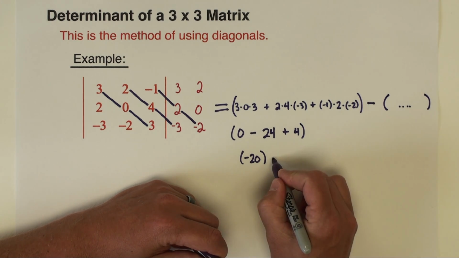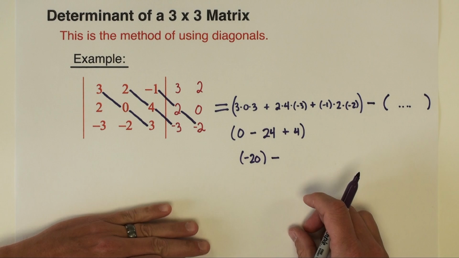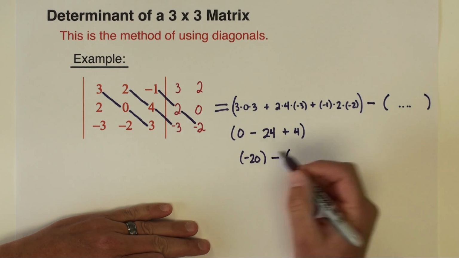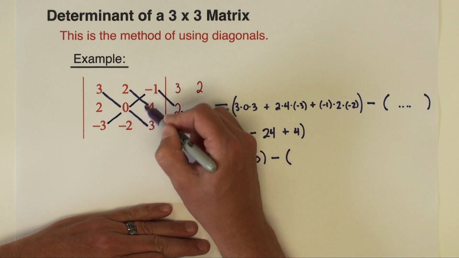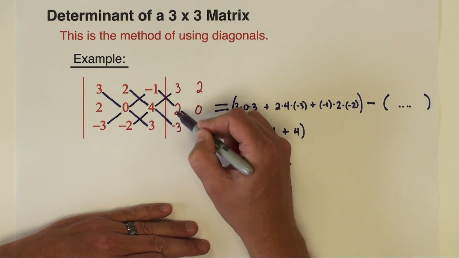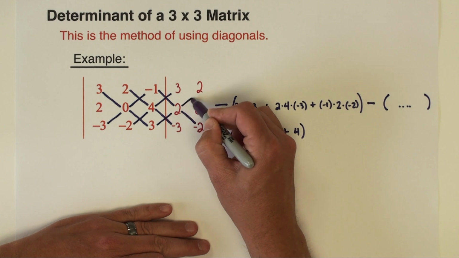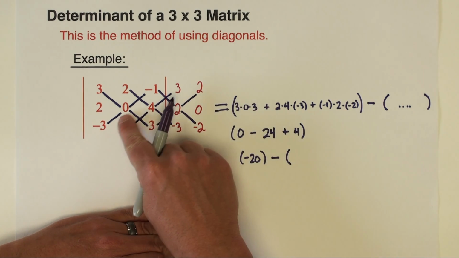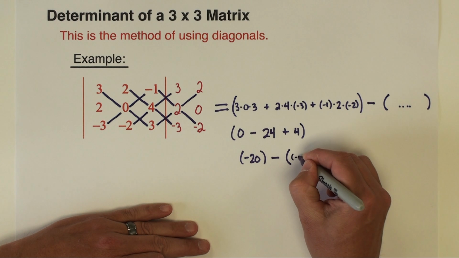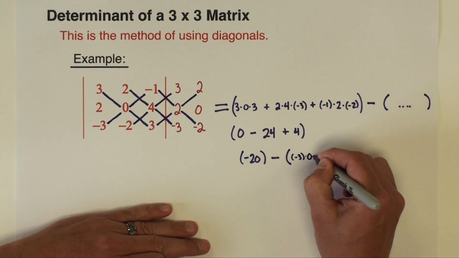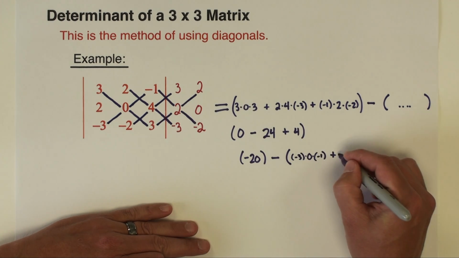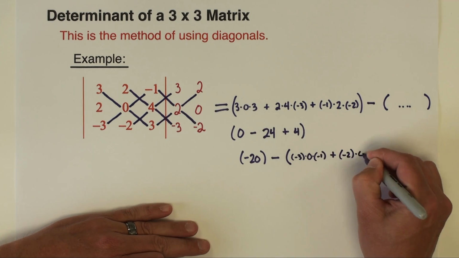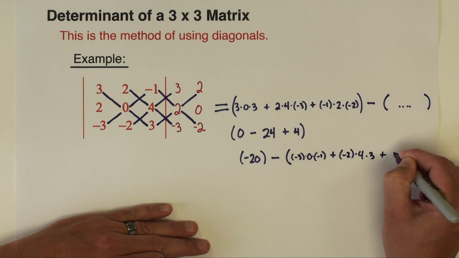I'm just going to do that work down here where I've got some extra space to write. So now I want the diagonals that start from the bottom left corner and work their way up through the matrix, like so. So I'm going to start with negative 3, 0, negative 1, plus, and then negative 2, 4, 3, plus, and then 3, 2, 2.